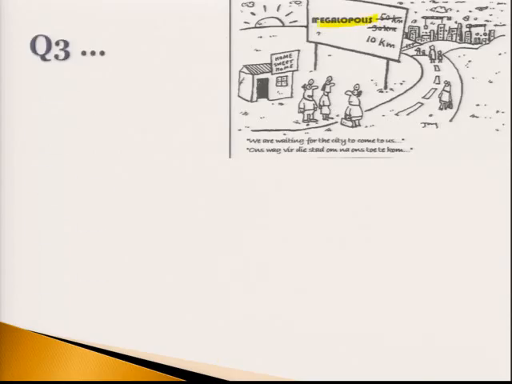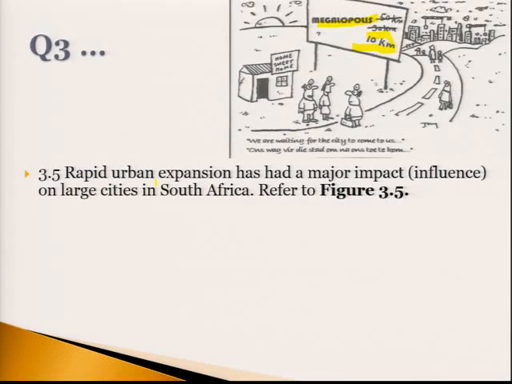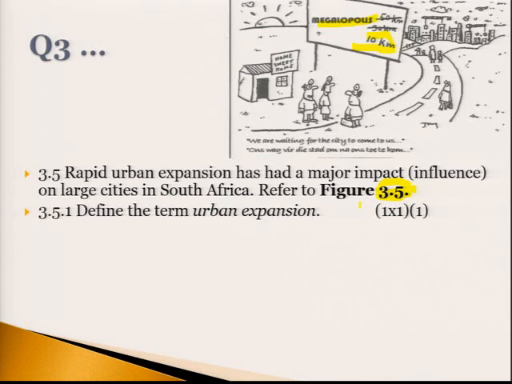We've got a megalopolis there. A megalopolis, that is how many kilometers? It is 10 kilometers away. Question 3.5. Rapid urban expansion has a major impact on large cities in South Africa. Refer to figure 3.5 and see how this is impacting. Now let's define the term urban expansion. What do we mean by the concept urban expansion?